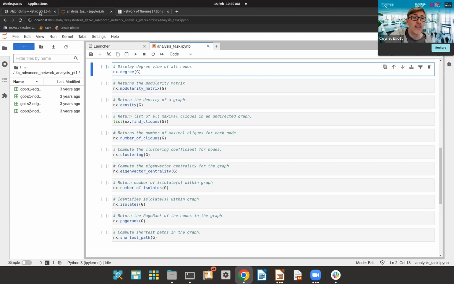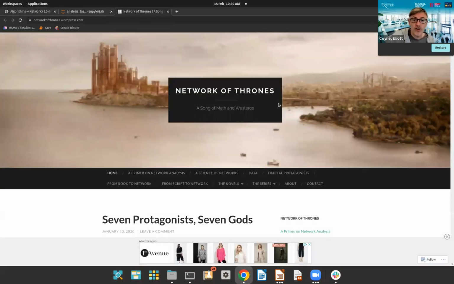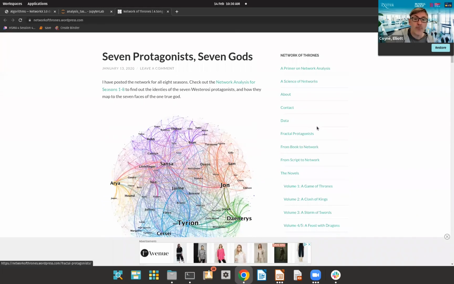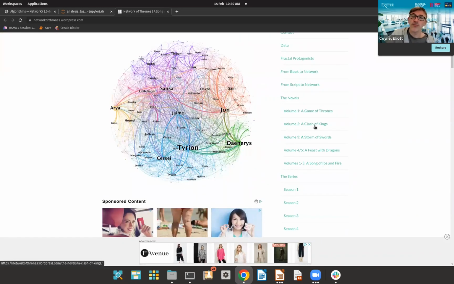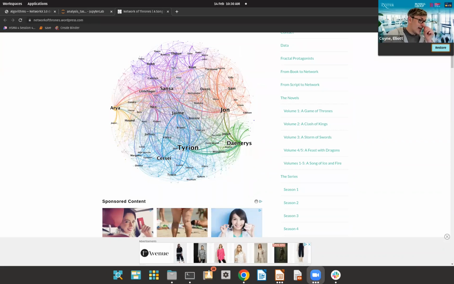As I mentioned, the documentation is available, and there's a link for that in the slides. And I shall just put that into the chat window now. And then there's also this website, Network of Thrones. Anyone who wants more information, feel free to have a look at this primer of network analysis. But again, this is all about the different network graphs that are being produced based on the different series of the TV show. Again, I'll put that into the chat window. And this afternoon, we'll actually be making interactive graphs ourselves based on the data from the series.